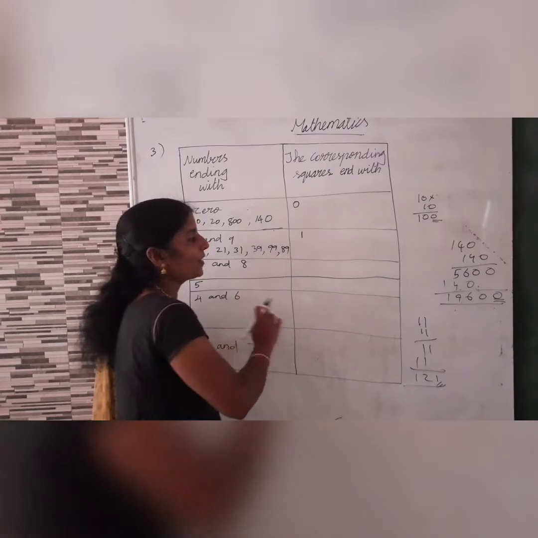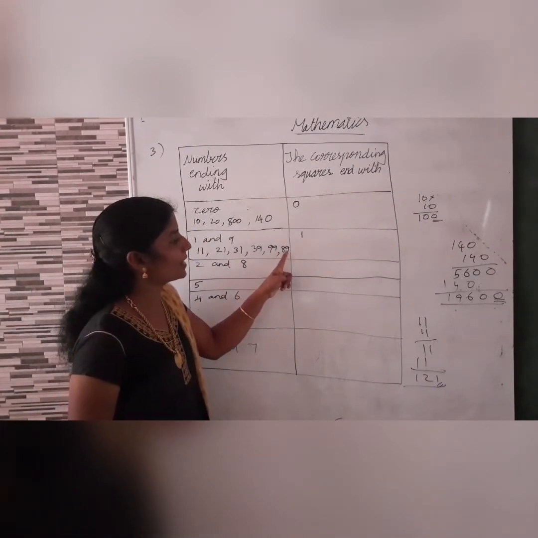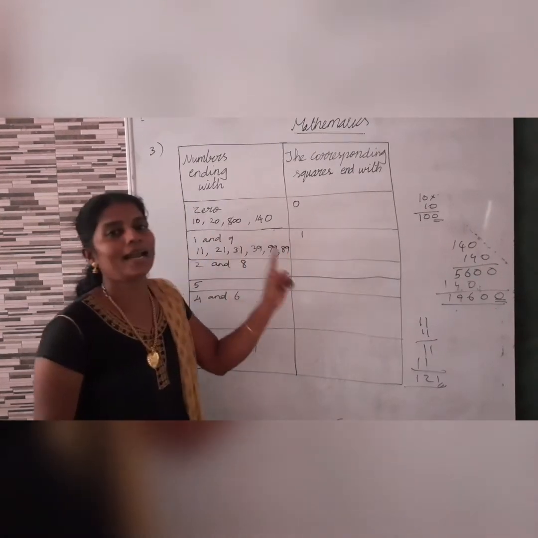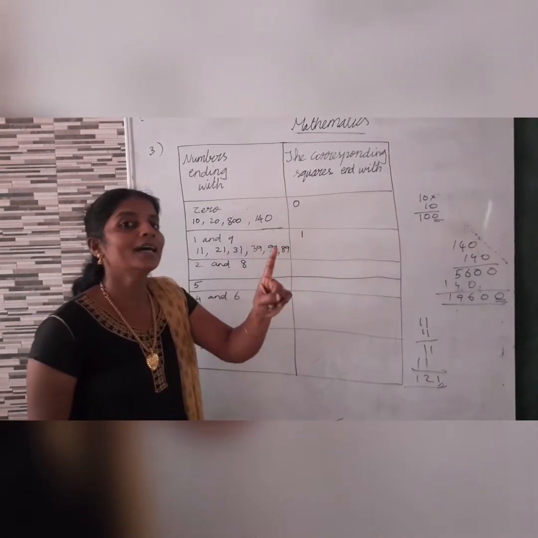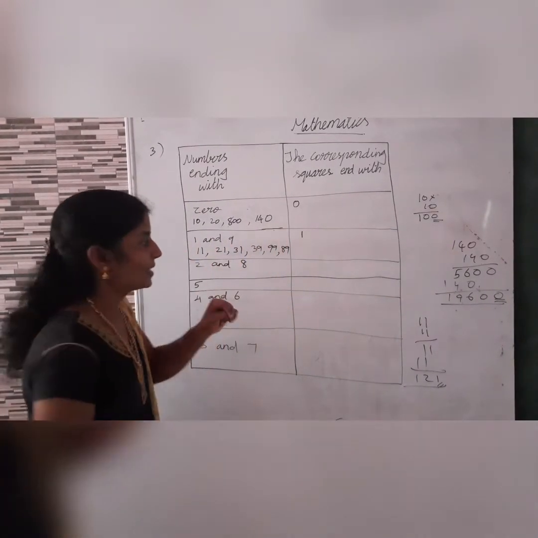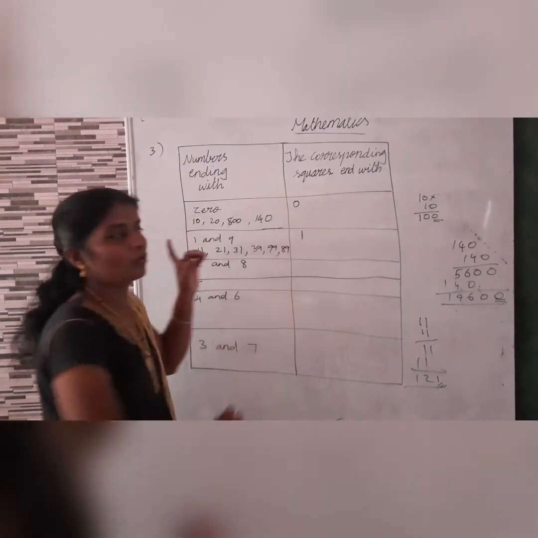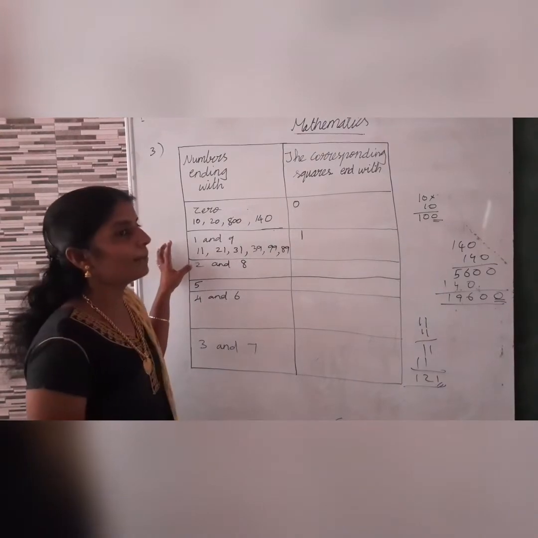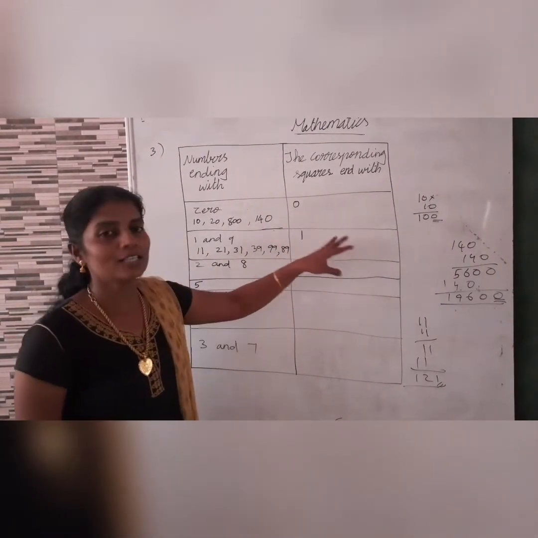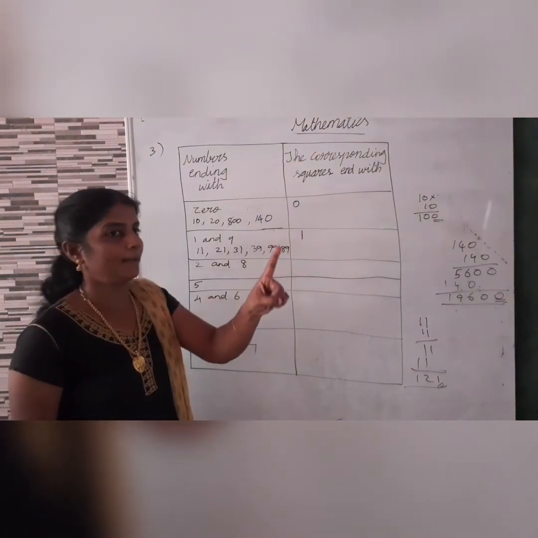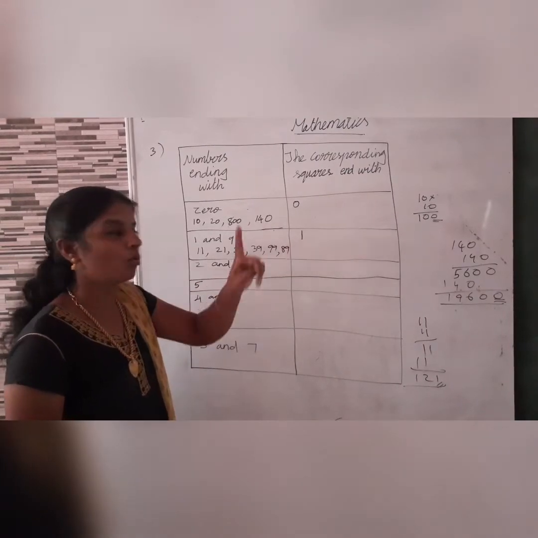Now we can identify, no need to multiply. Just multiply the ones digit by itself. What is the ones digit? 9. 9 nines are 81. 1 is the ones digit of 81. So here the corresponding squares end with 1. If we have any number whose ones digit is 1 or 9, the corresponding squares also end with 1. Are you clear? 1 and 9 means the corresponding squares end with 1.